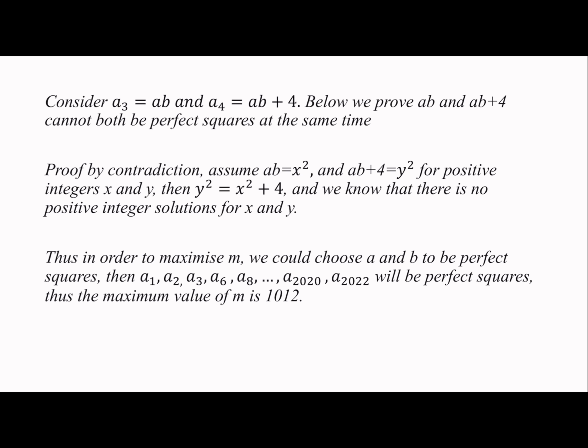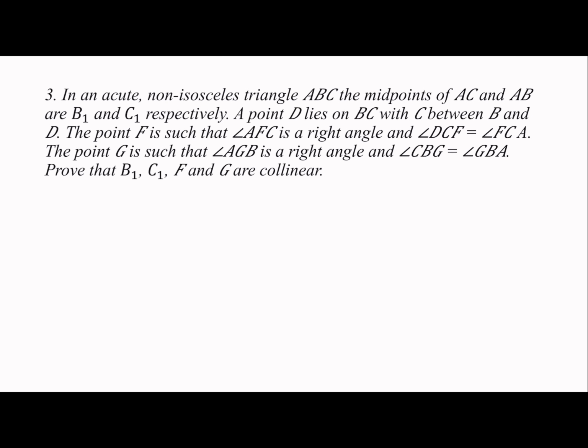So let's move on to the third problem. Problem 3 is a geometry problem. In an acute non-isosceles triangle ABC, the midpoints of AC and AB are B1 and C1 respectively. A point D lies on BC with C between B and D. The point F is such that angle AFC is a right angle and angle DCF equals angle FCA. The point G is such that angle AGB is a right angle and angle CBG equals angle GBA. Prove that B1, C1, F, and G are collinear.